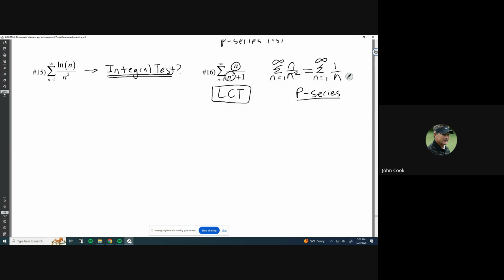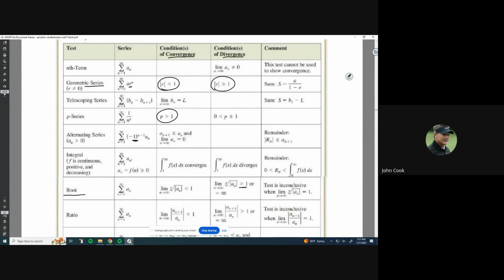So integral test. I already think that I'm going to have to use integration by parts on this, and I might have to use it twice. So let's first see if we need what we need for the integral test. We haven't done integral tests yet, so let's go ahead and take a look on our little sheet over here.